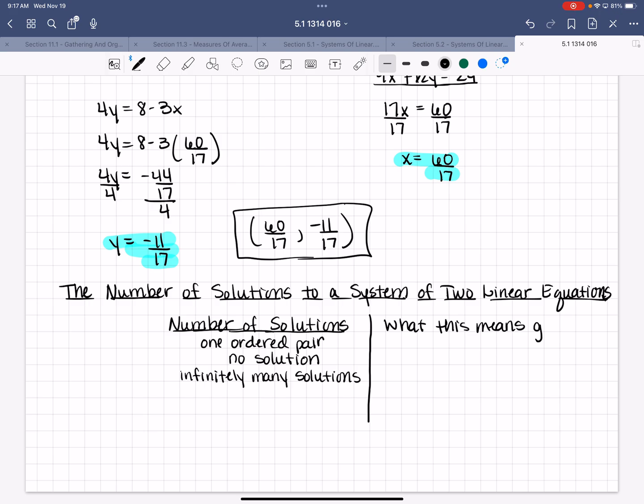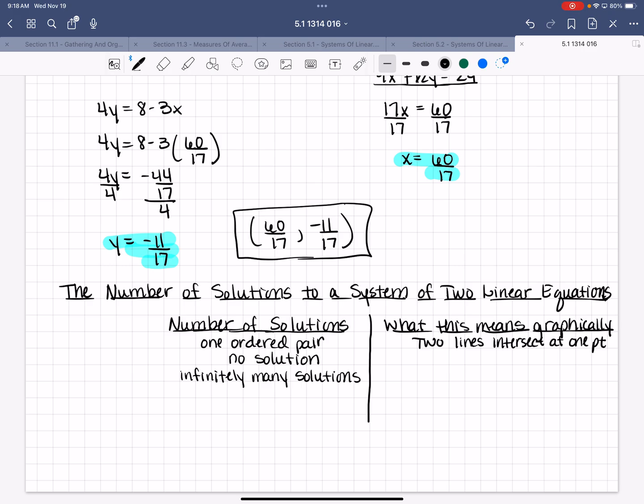Now, here is what this means graphically, because we've been looking at the lines, right? We've been looking at those graphs and seeing if our points were correct. So that gets the concept over that it's the intersection of those two lines. Well, one ordered pair, we've noticed if we get an answer of one ordered pair, the 2 lines intersect at 1 point.